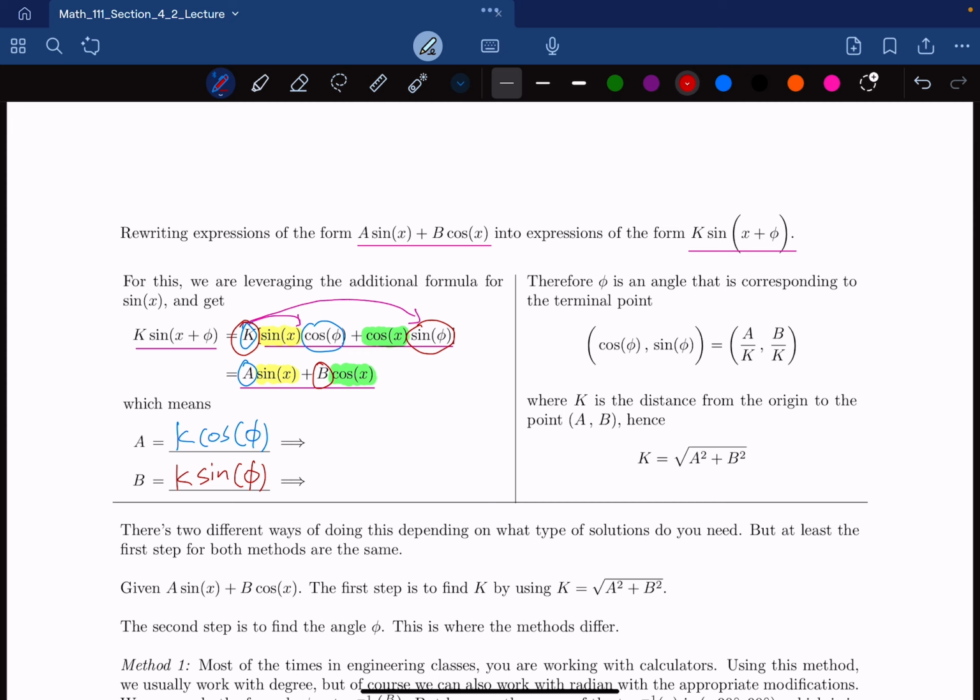What I can do here is to simplify or rewrite the expression a little bit. I want to solve for cosine of phi for the top. So I just divide k on both sides. I get a over k equals to cosine of phi. On the other hand, dividing k on both sides gave me b over k equals to sine of phi.